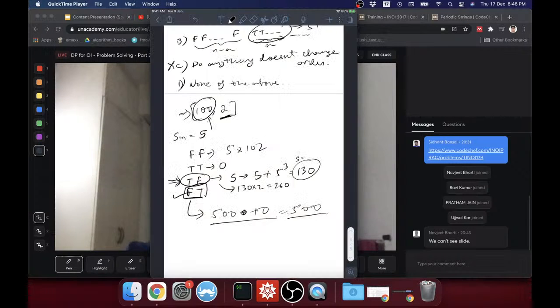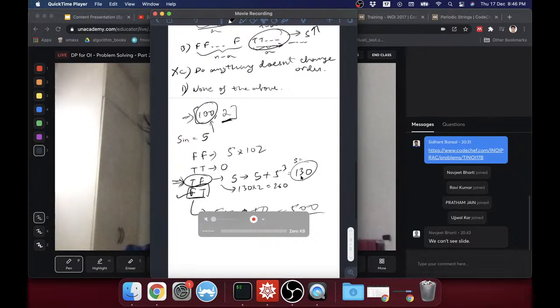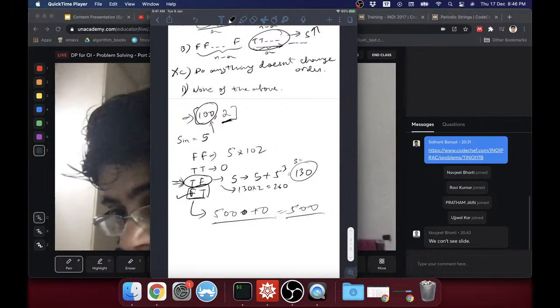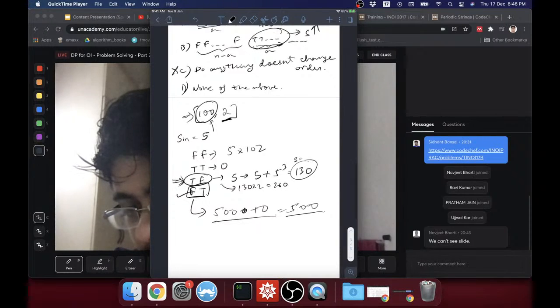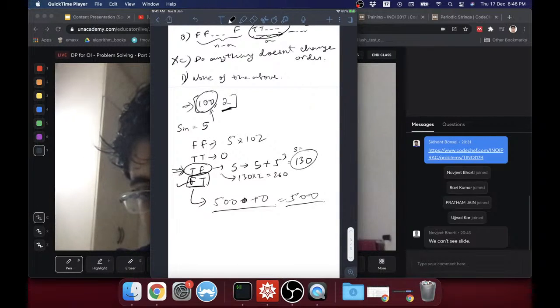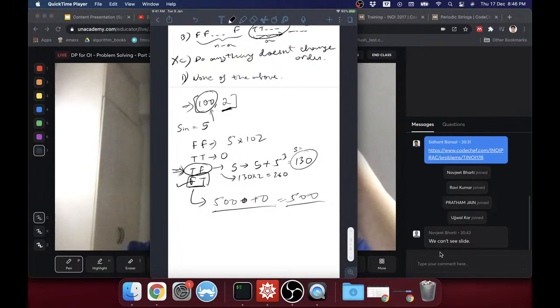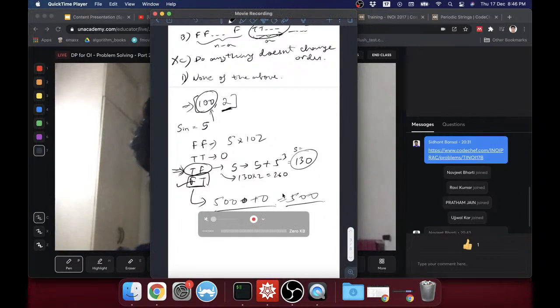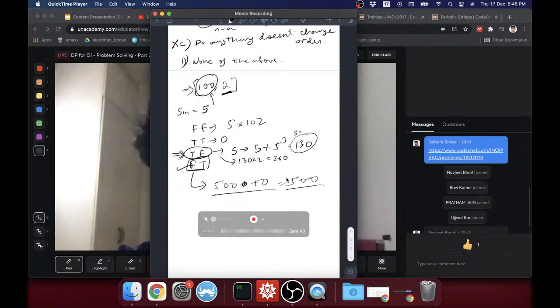Oh, can you see the whiteboard, Navjeet? The whiteboard that I'm scribbling on. I hope you can see that. Can anyone confirm if they can see the whiteboard? Cool. Yeah.